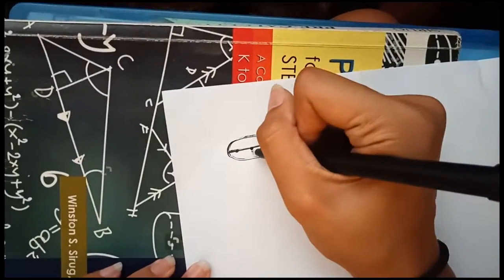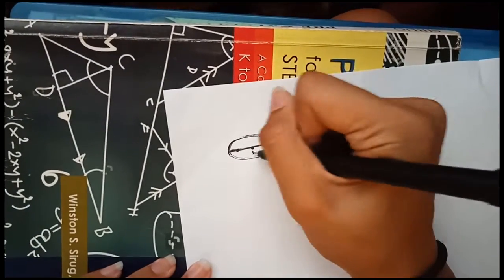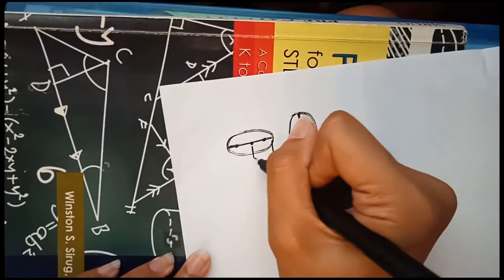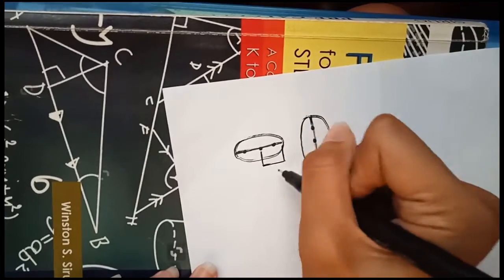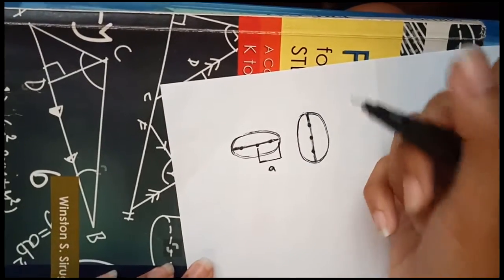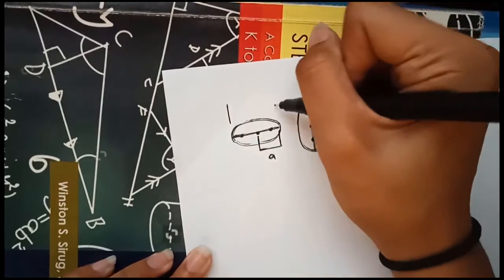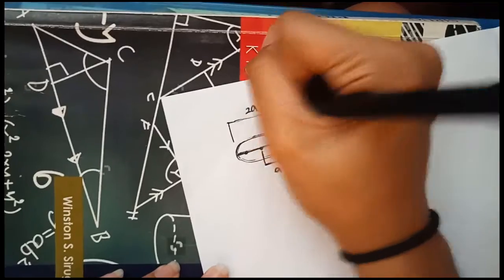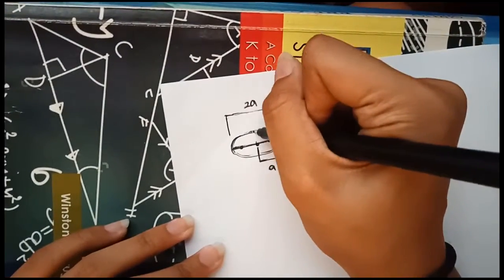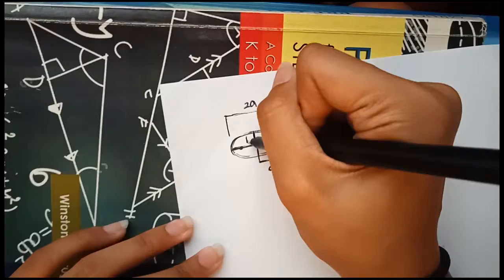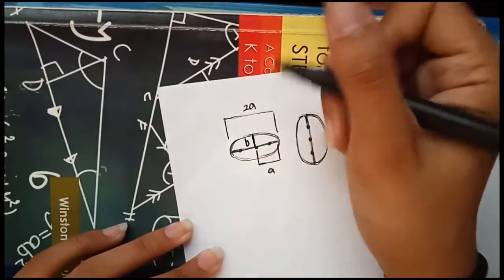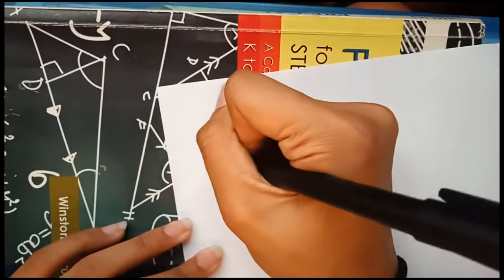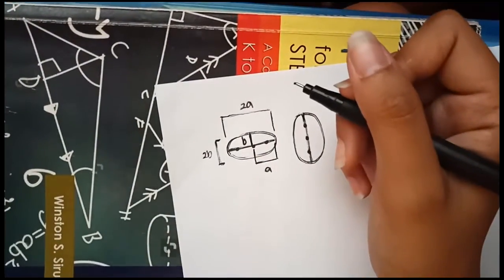The distance from the center to the endpoint of the major axis is a. The length of the major axis is 2a. The distance from the center to the endpoint of the minor axis is b. This part is b. And the length of the minor axis is 2b.